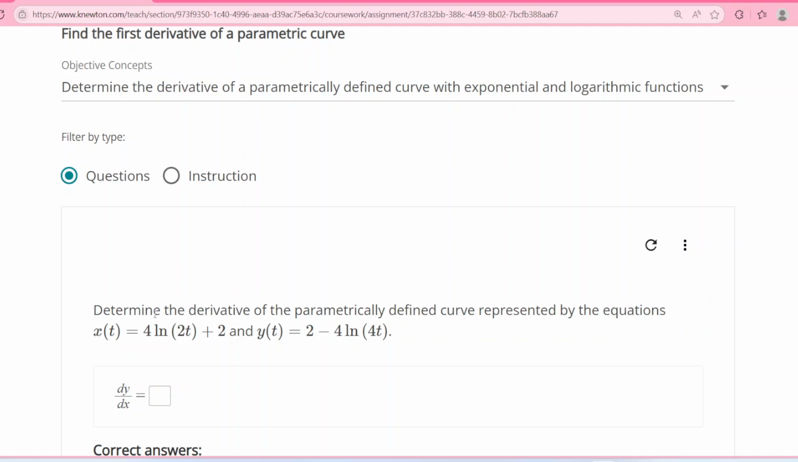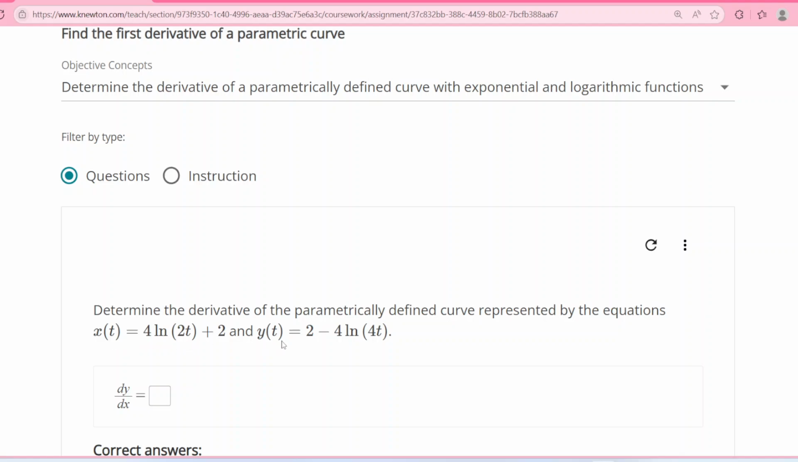All right, so here we're asked to determine the derivative of the parametrically defined curve represented by the equations x of t equals 4 times the natural log of 2t plus 2, and y of t equals 2 minus 4 times the natural log of 4t.